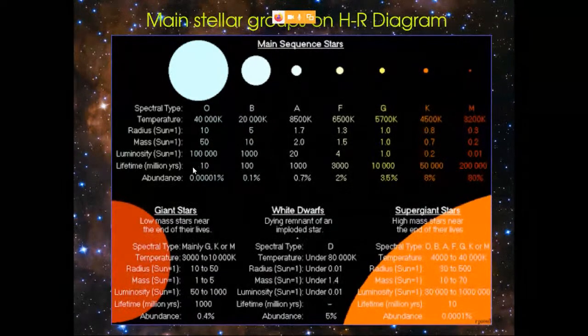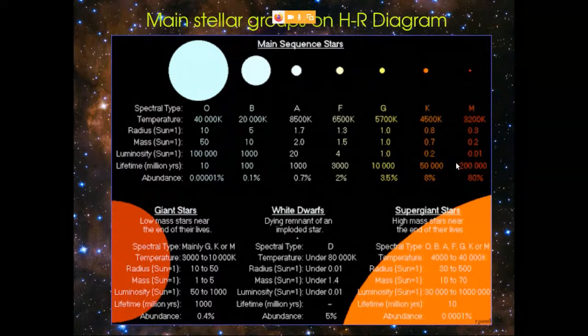So as you can see, O-type stars live only 10 million years. But a G-type star, which is the sun, lives 10 billion years. Okay, and K and M-type stars are expected to live for 2 times 10 to the power 11 years. Isn't it? Very long lifetime.